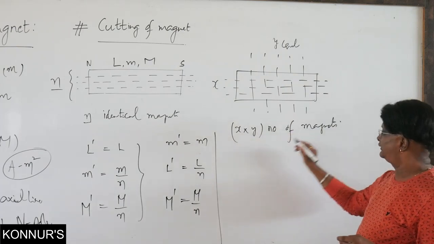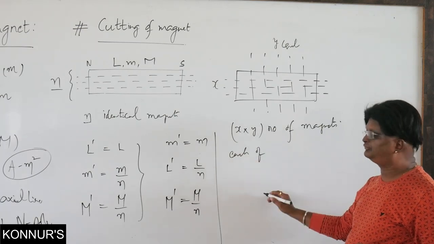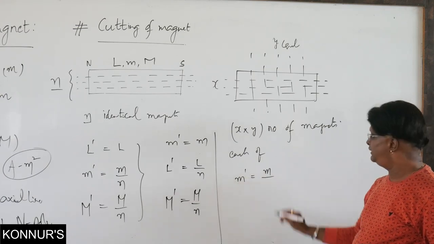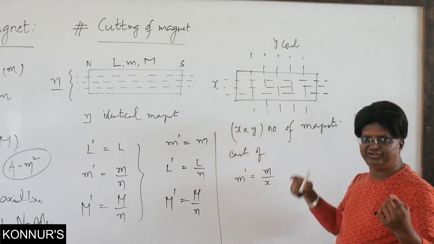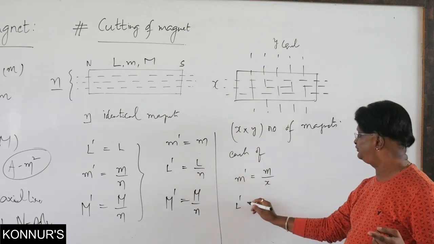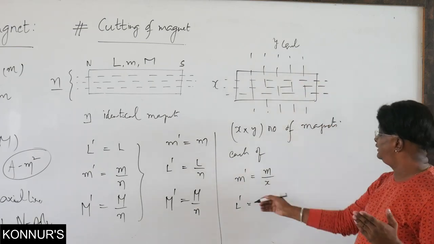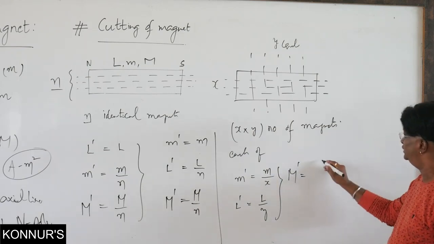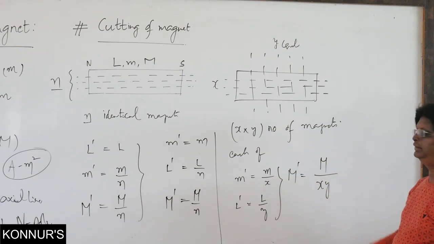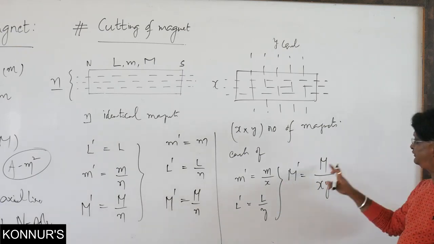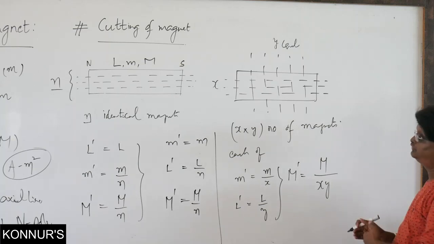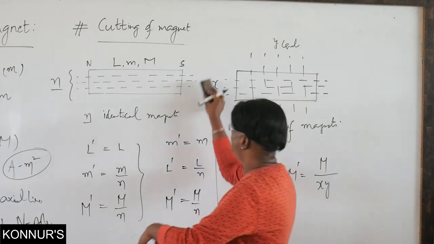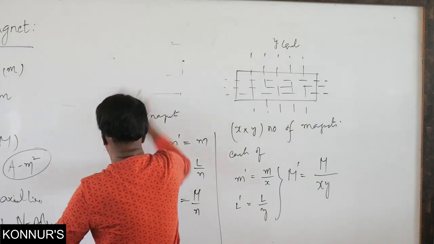x into y number of magnets, each of which, now you tell me, m dash is equal to m by x, because cutting parallel to the axial line changes the pole strength, and l dash is equal to l by y, because perpendicular cutting changes the length. So both things come in, and therefore M dash is equal to M by xy. This is for each of the magnets. So in the case of cutting of the magnet, the wording is very important: parallel, perpendicular, and which one they refer to is an important thing.